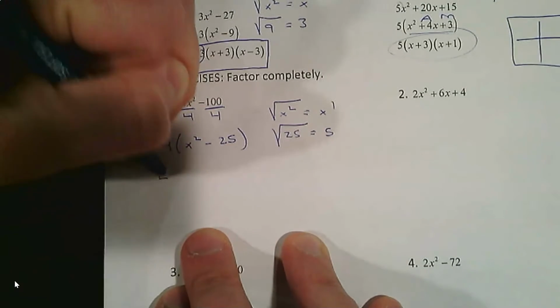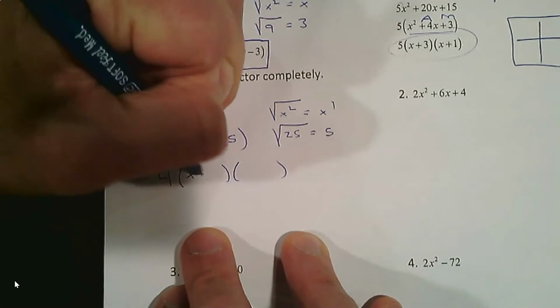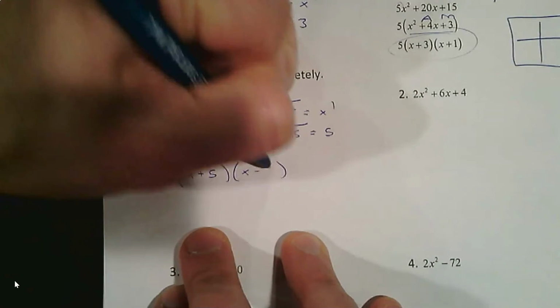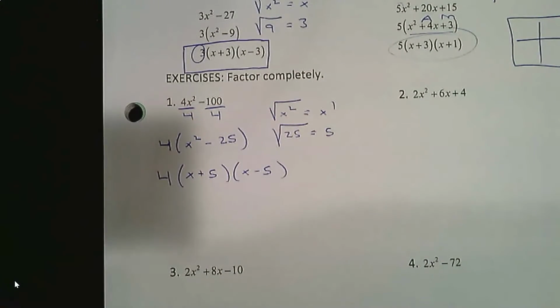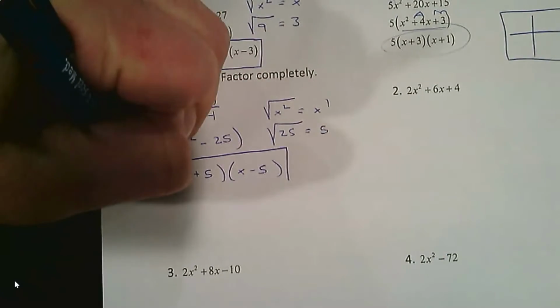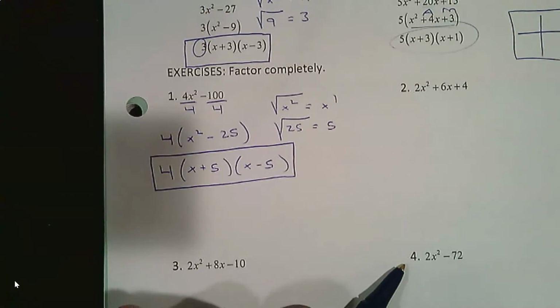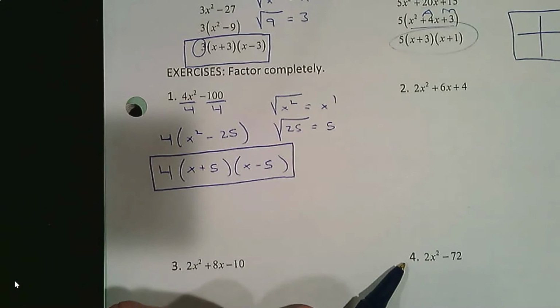So the 4 comes down. The x squared minus 25 factors into x plus 5 times x minus 5. At this point, pause the video and work through question number 4.